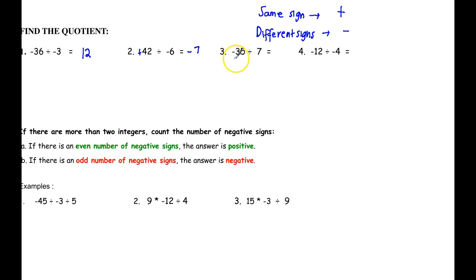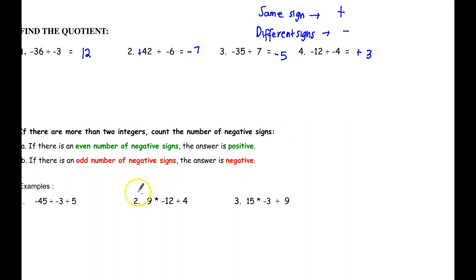So same thing here. Figure out the sign. Negative divided by positive. So that's different sign. So your quotient will be negative. And then 35 divided by 7. That is 5. The last one. Again, figure out the sign. Negative divided by negative. That's the same sign. So the answer would be positive. And then figure out the quotient of 12 and 4. That is 3.